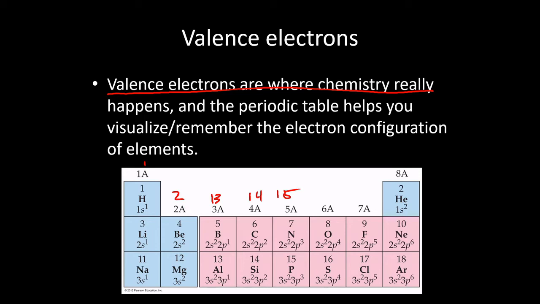The number of valence electrons actually exactly matches the 1, 2, 3, 4, 5, 6, 7, 8 here, with the exception of helium. Helium's the weird one. But all the rest of these, the number of valence electrons actually matches the column number. So keep that in mind for later, because it will be very handy when we start doing Lewis structures in a later chapter.